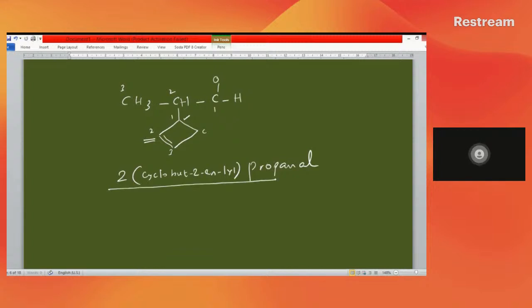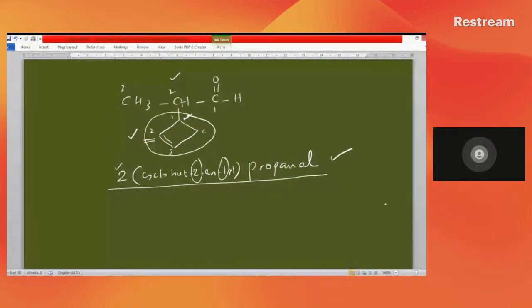2-cyclobut-2-en-1-yl propanol. The 2 is indicating the position of unsaturation. The 1 is indicating the attachment of cyclobutene to the propanol; the first carbon is getting attached, and hence it is 1-yl. This other 2 is indicating the position of the cyclobutenyl. It is present at the second position of this propanol. And in this way, you can analyze and understand.